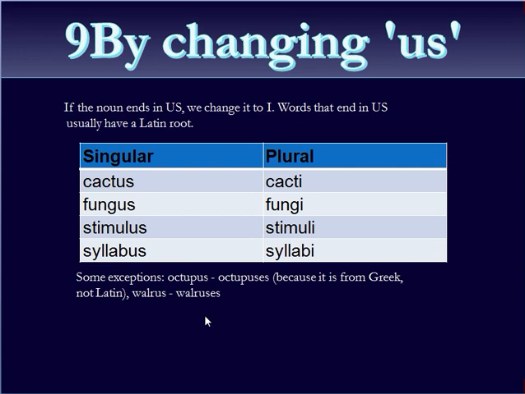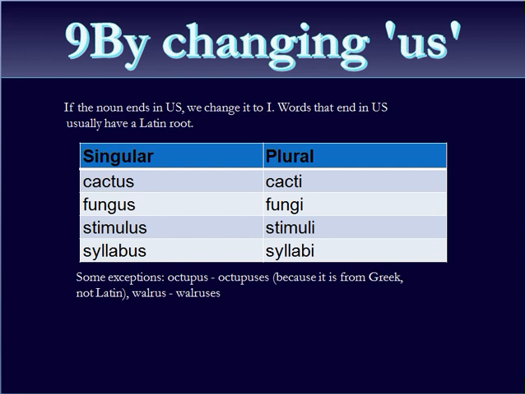So the next thing, by changing us. If the noun ends in us, we change it to I. Words that end in us usually have a Latin root. So like I said before, we don't have to remember which word comes from which language. We just have to remember them. We just have to try to improve our vocabulary and remember as much as we can and use whatever we have learned, so it gets strengthened in our memory. So some examples are cactus, cacti, fungus, fungi, stimulus, stimuli, syllabus, syllabi.